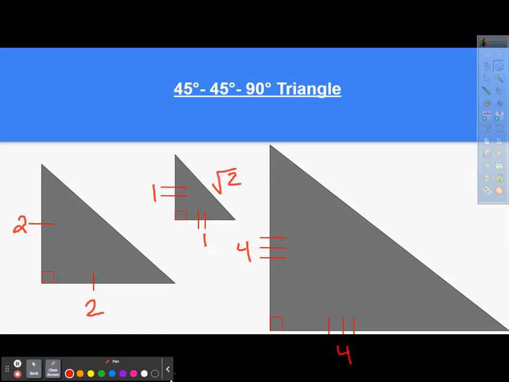So 1 times 2 is 2. 1 times 2 is 2. How would I find this side? What would I do? 2 times the square root of 2. And that's already simplified, so that would be 2 times the square root of 2. Okay. What do you think this side's going to be?